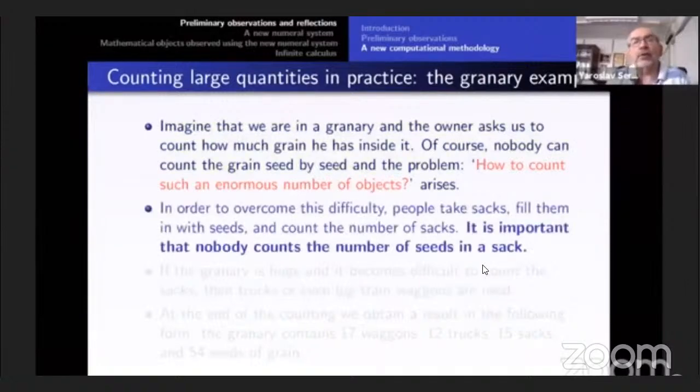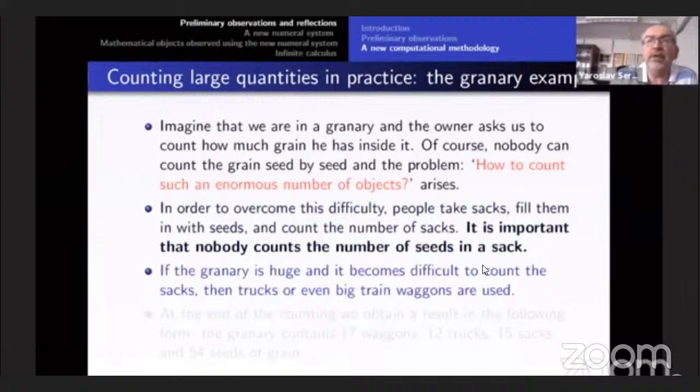its accuracy is very low. So, in order to overcome this difficulty, people take sacks, fill them with seeds, and count the number of sacks. Obviously, we suppose that all sacks have the same measure, and all seeds have the same measure, and each sack can contain the same number of seeds. Unknown for us, because we are not able to count even how many seeds there are in a sack.